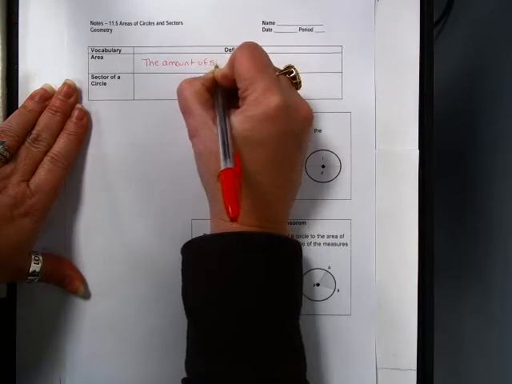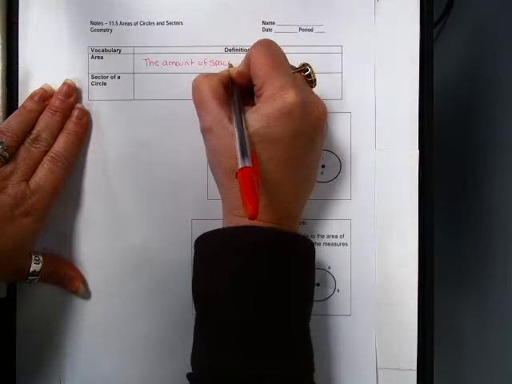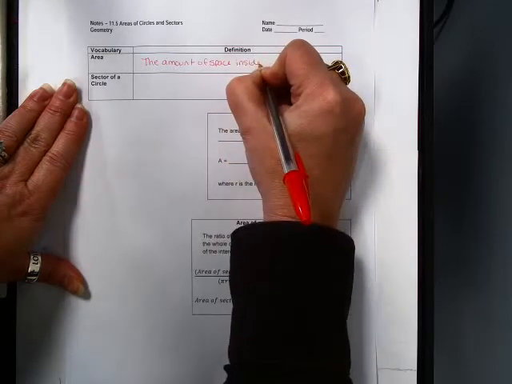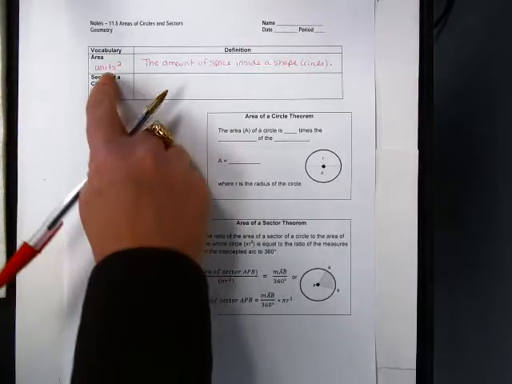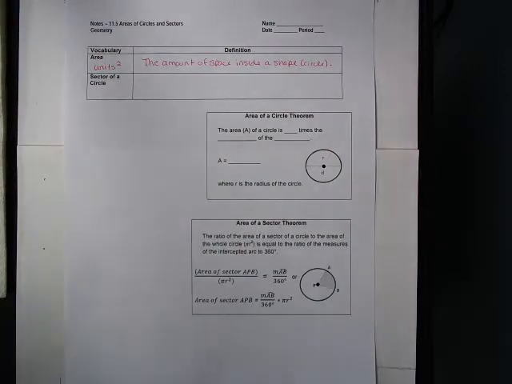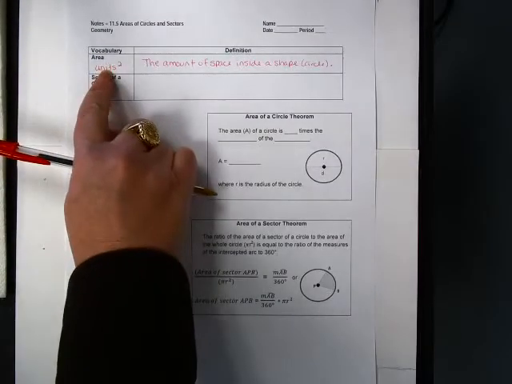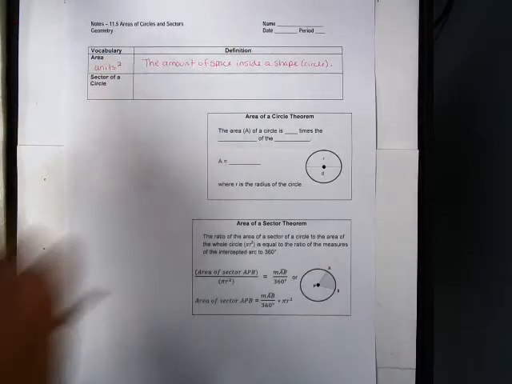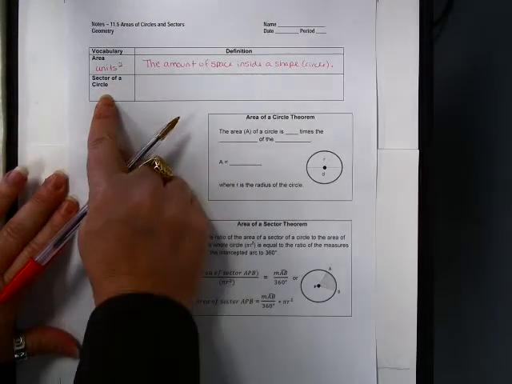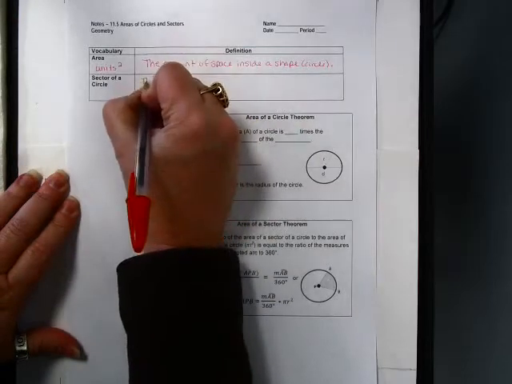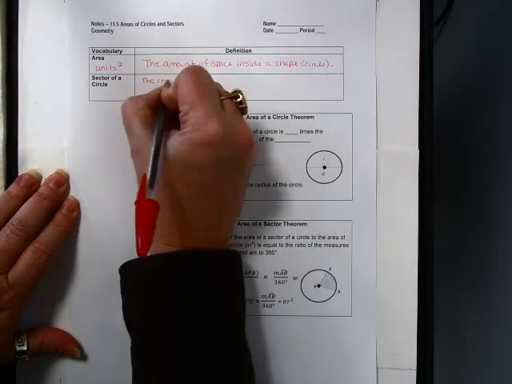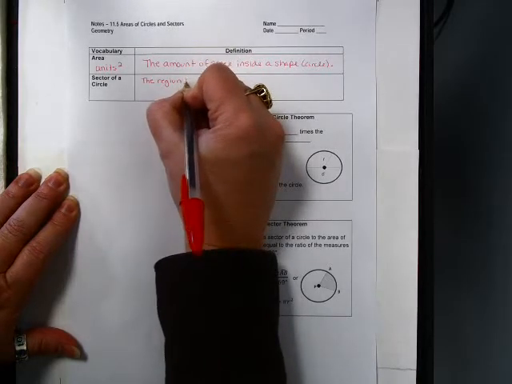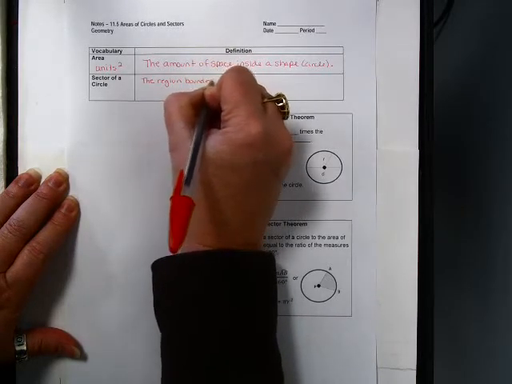of space occupied by a shape, so the space inside a shape. And in this case, we're going to be talking about circles, so inside of a circle. Okay, we measure this in units squared. So if you're not given a unit like yards or feet or miles, you just use the word units and make sure that if you're talking about area, it's going to be units squared.